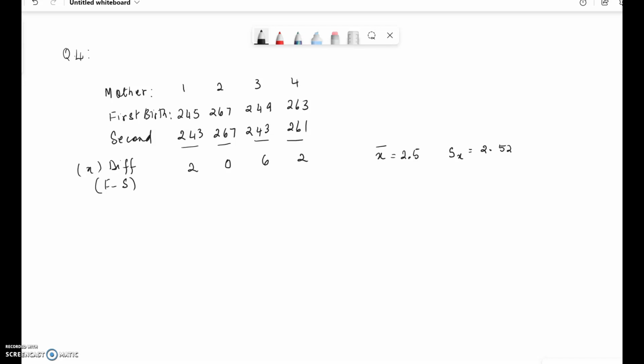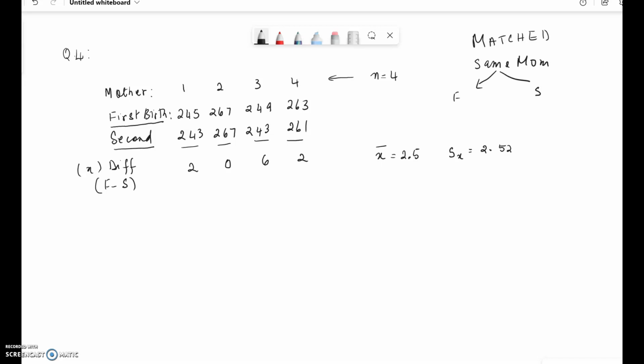So the question here discusses the gestational time of 4 moms. So there are 4 moms, so the sample size is 4, and the gestational time for the first birth and the second birth are recorded. It's the same mom, and we're getting 2 numbers from the same mom, so that is the first and the second. So this makes it a matched pair problem. It's not 2 independent samples, it's matched pair.